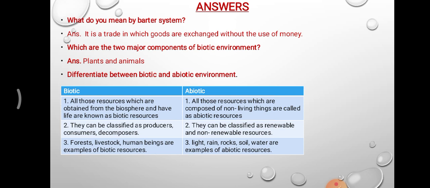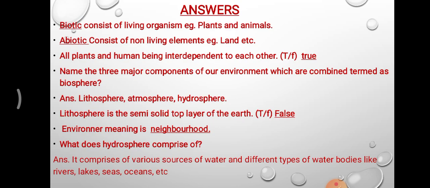Third point of biotic: forests, wildlife and human beings are examples of biotic resources. And the third point of abiotic: light, rain, rocks, soil, water are examples of abiotic resources. Answer: biotic consists of living organisms, for example plants and animals.